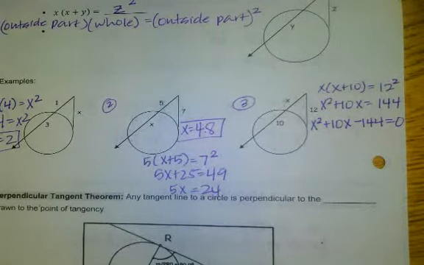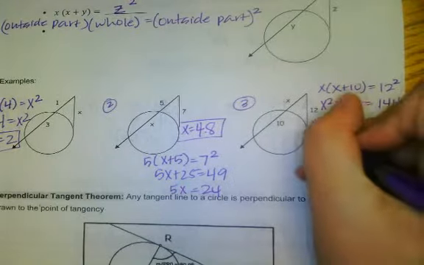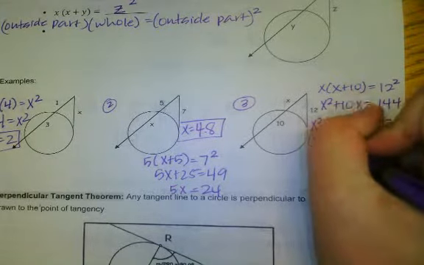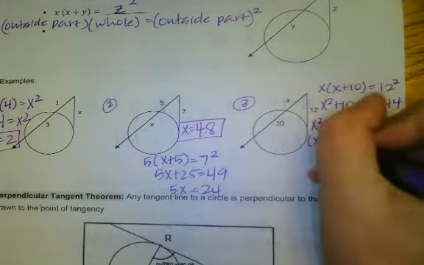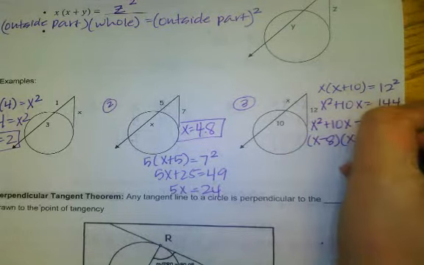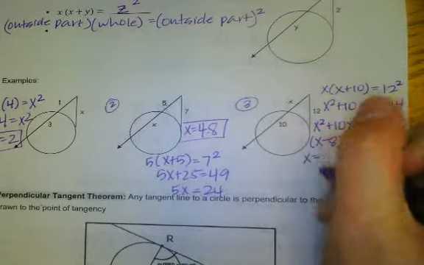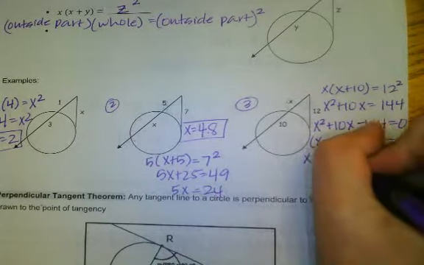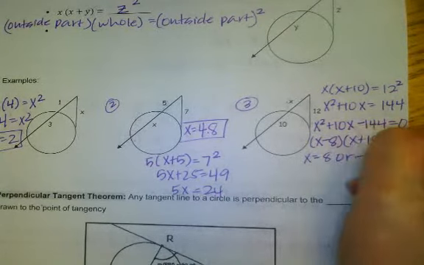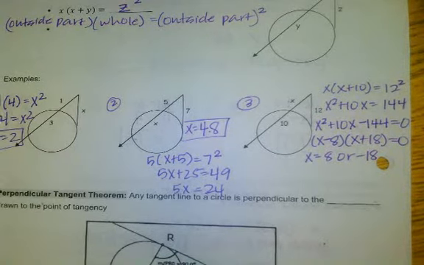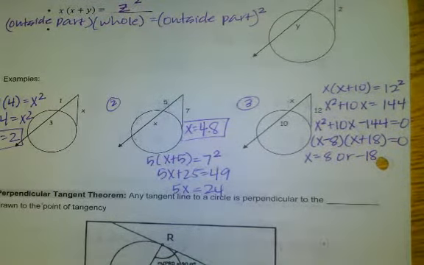18 and 8? Okay, so which one's going to be negative? Very good. X minus 8, x plus 18, leaving x to equal what? 8 or negative 18. Anytime you have 2 answers, you want to make sure that you're not going to have a negative segment. So do both of these work? No. Which is the only one that works? X equals 8.